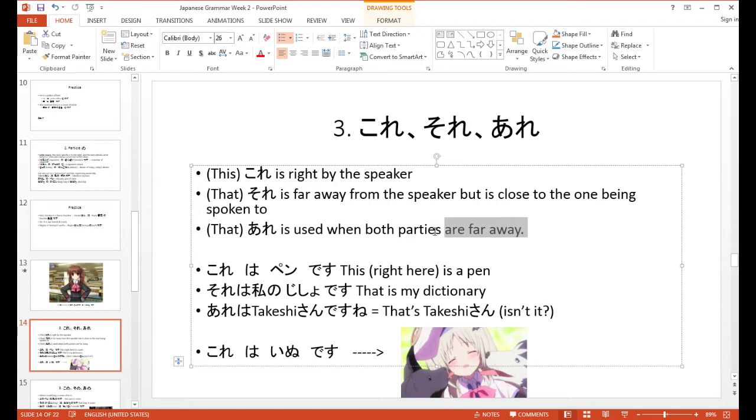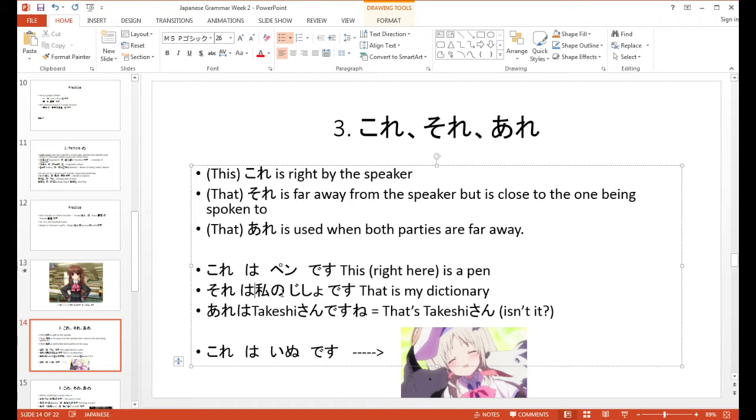I guess you could just read this. Is that fine? Think of are as like you're pointing at something far away and you're like, look at that. Arewa, korewa. So that can become the topic. In this case, kore becomes the topic because you have the particle wa right after that. So kore wa pen desu. So you're talking about kore, this. This right here is a pen. Alright? I'll give you guys some time to read through this.